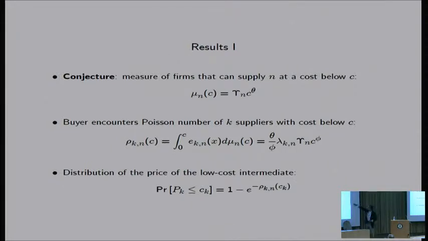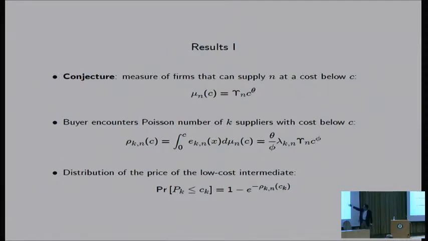We're going to cut in with this conjecture, which is that the measure of suppliers that can supply country n at a cost less than C is related to some parameter which we'll solve for in the end, this epsilon_n, and it's going to be proportional to C to the theta. Okay, starting from there, we can build up results until finally we can verify that conjecture.